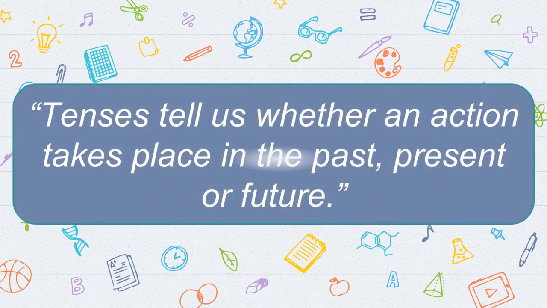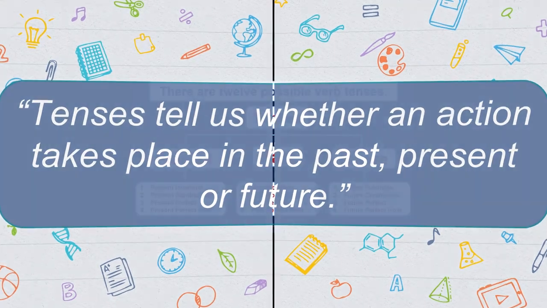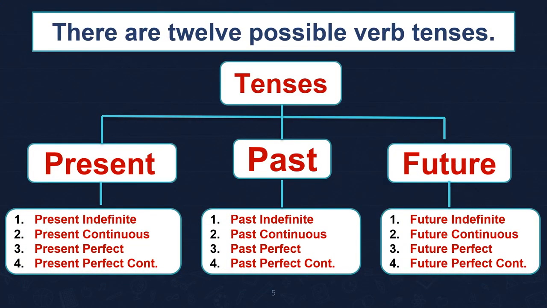So, first of all, have a look at what tenses are. Tenses tell us whether an action takes place in the past, present, or future. In our last video, we read that there are 12 possible verb tenses. First of all, tenses are divided into three parts: present, past, and future. And then these three parts are further subdivided into four parts.